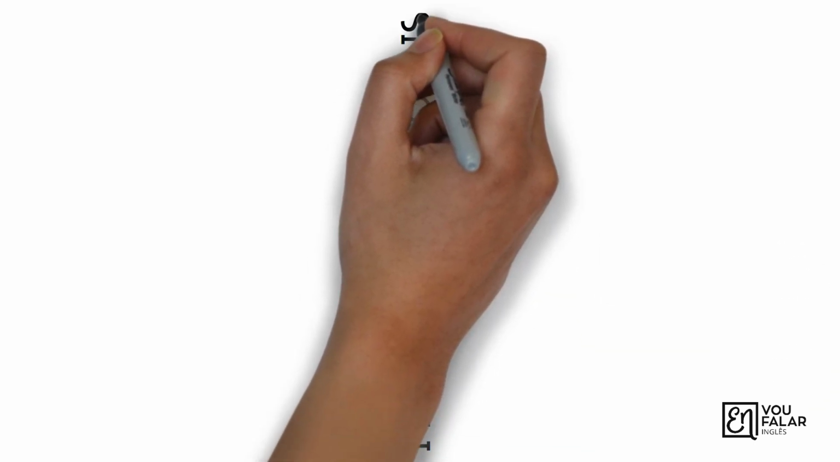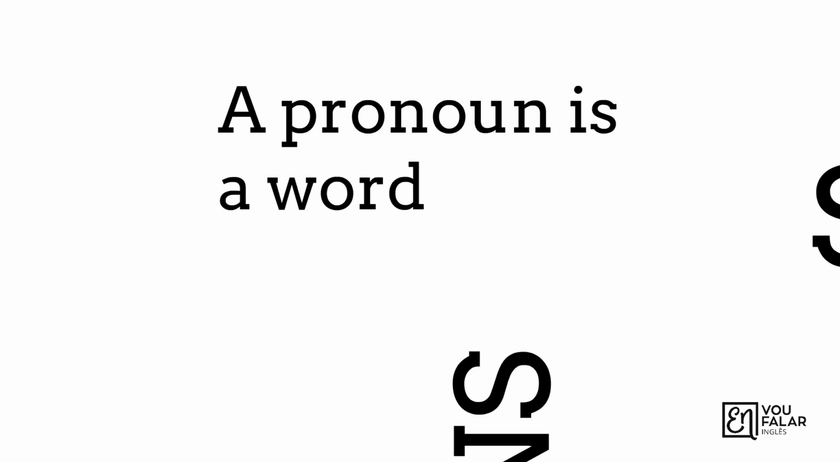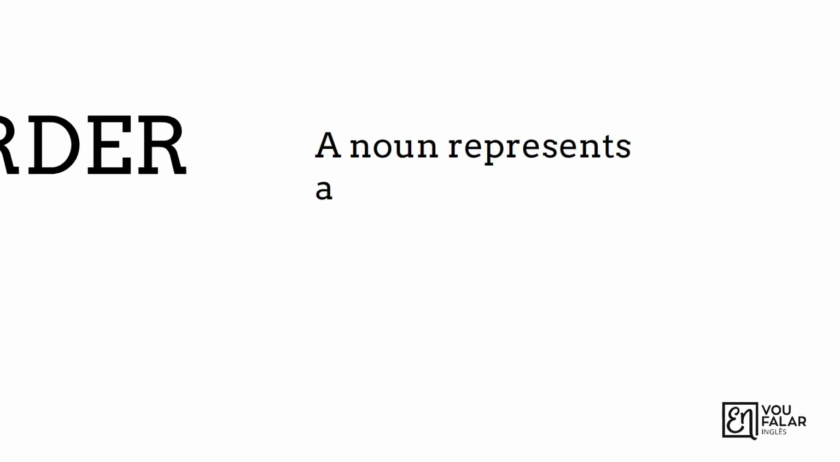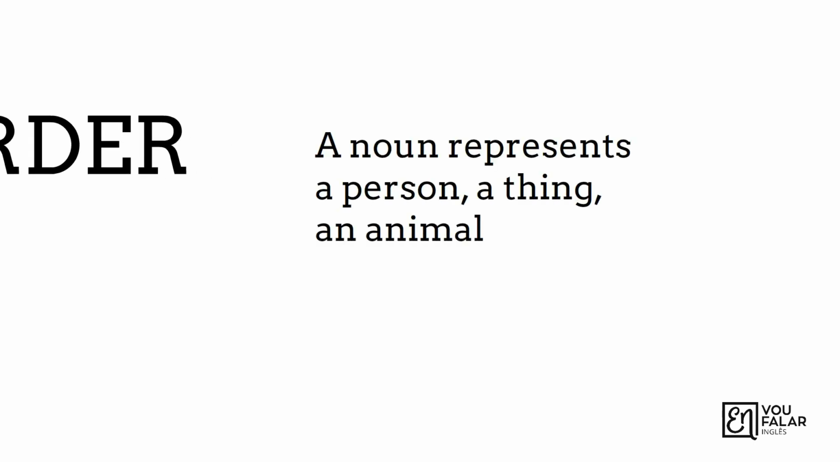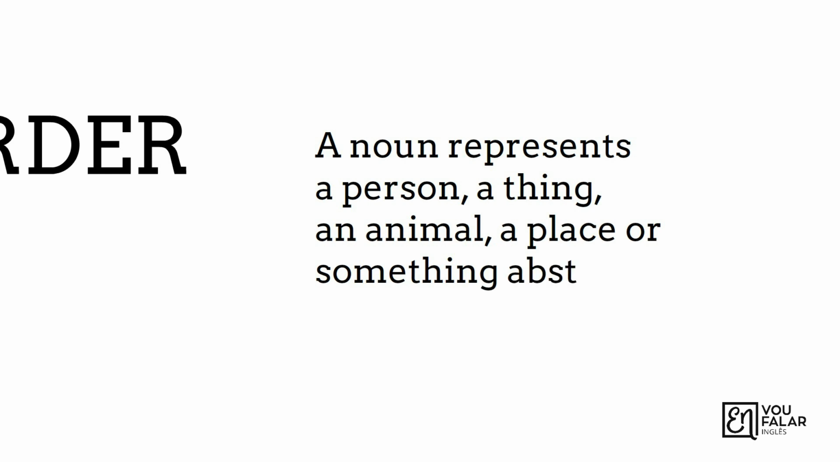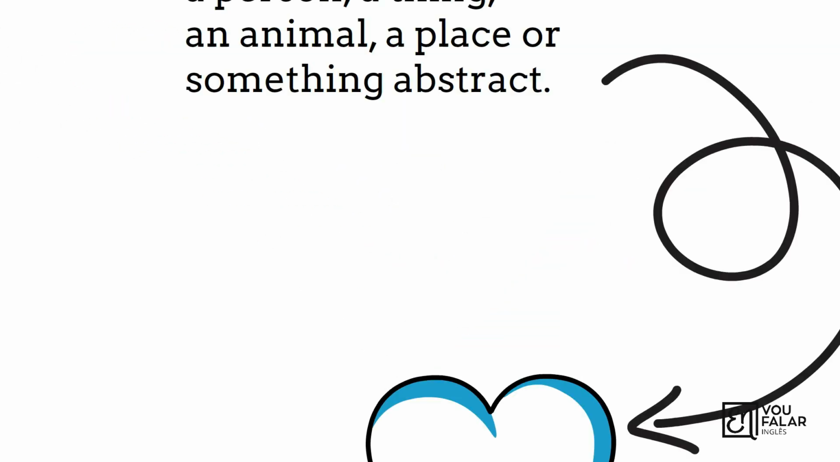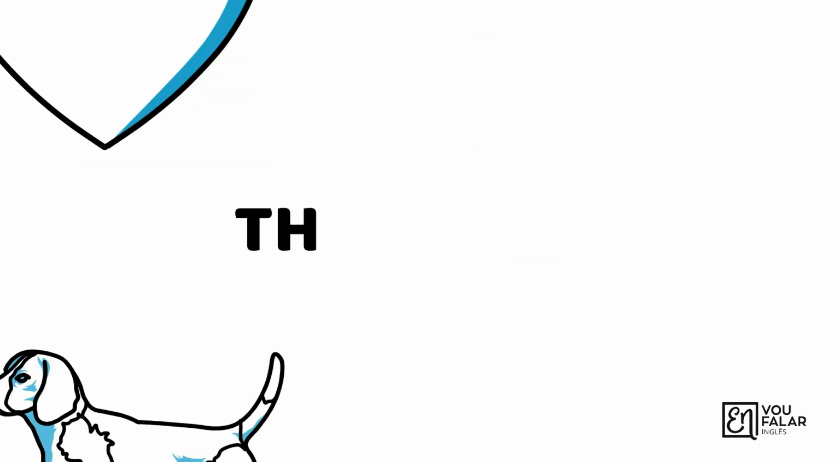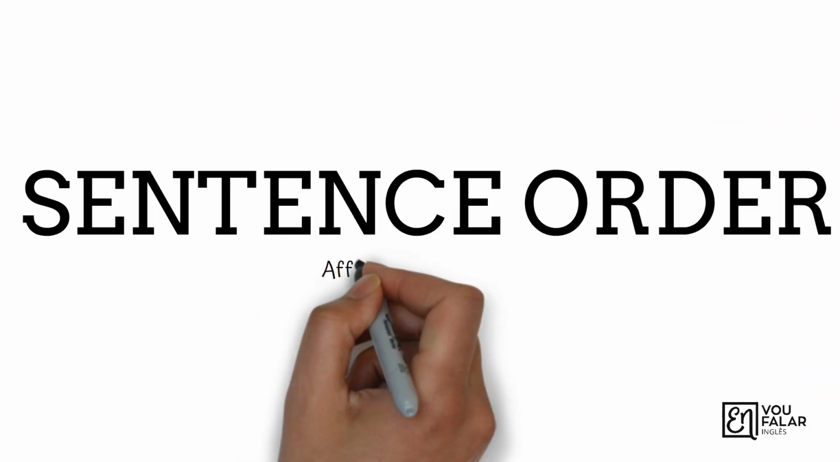But what is a pronoun? A pronoun is a word that substitutes a noun. And what is a noun? A noun is a word that represents a person, a thing, an animal, a place, or even something abstract like love. For example, a house, a dog, or a woman. A noun is always preceded by an article: the, a, or an.